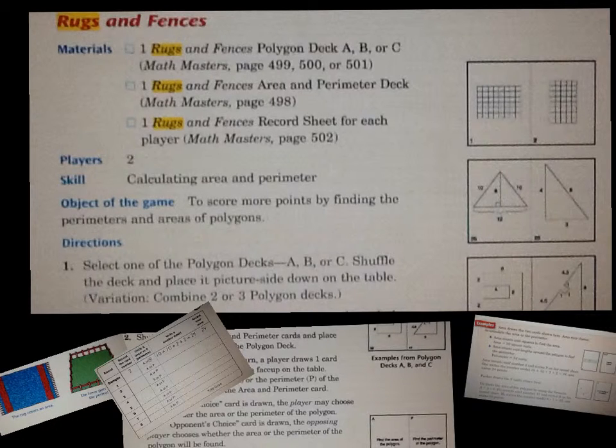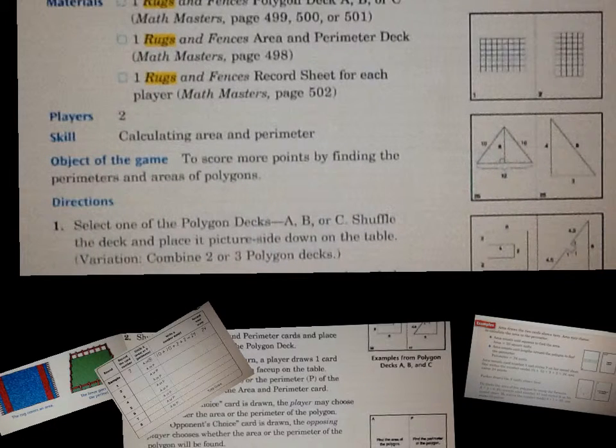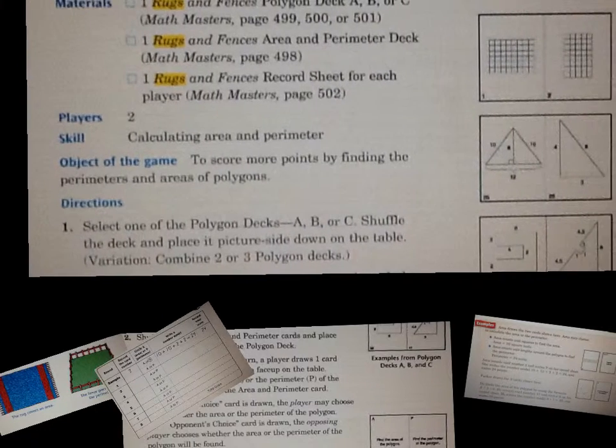First, it says we'll need our polygon deck A, B, or C, so you'll choose A as the easiest. You can see over here you would be counting squares. For B, you would be using formulas to figure out, and for C, those are the toughest. I would suggest that most of us wouldn't choose C right now. You'd have the area and perimeter deck, and you will have a record sheet for each player. This is a 2-player game, so you will have a partner, and the skill is to calculate area and perimeter. The objective of this game is to score more points by finding the perimeters and areas of polygons. To start out, you need to select one of the polygon decks, shuffle the deck, and place it picture side down on the table.